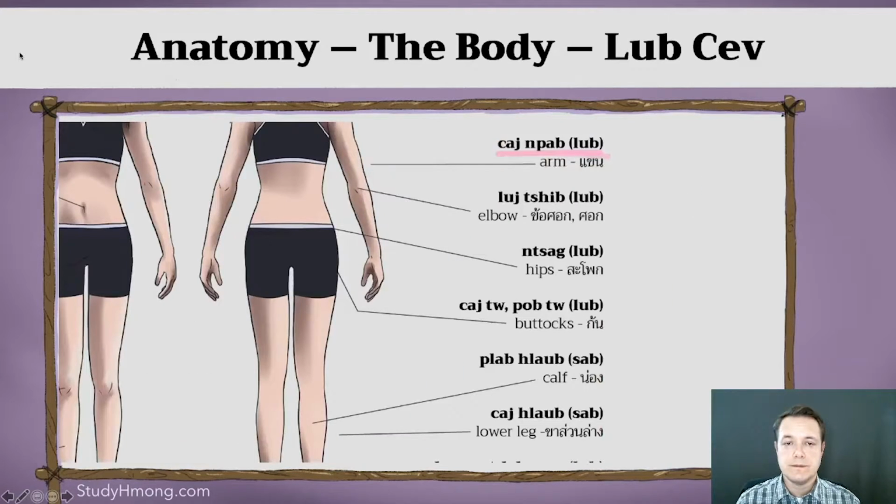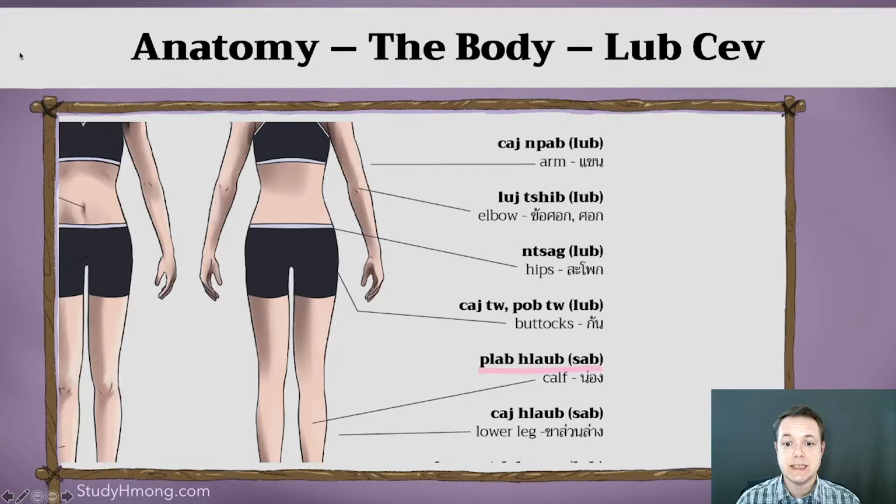Next, we have the arm. The whole arm from shoulder to wrist is referred to as jamba. The classifier lu. Then we have the elbow, lu chi. Classifier is lu. Then we have the hips, which is lu ja. Next we have the butt, which is ja tu, or some people pronounce it bo tu. Classifier is lu.